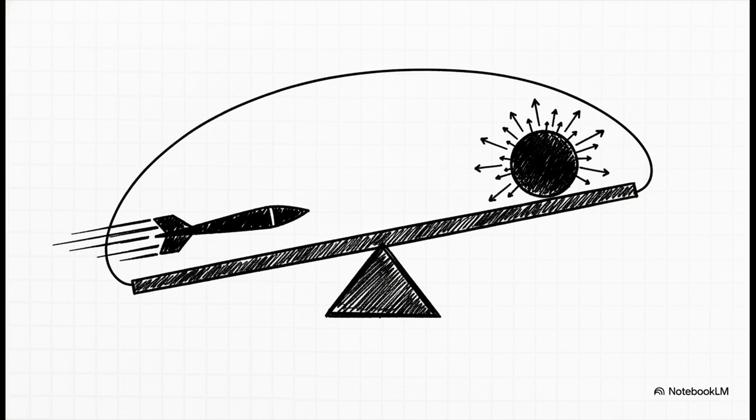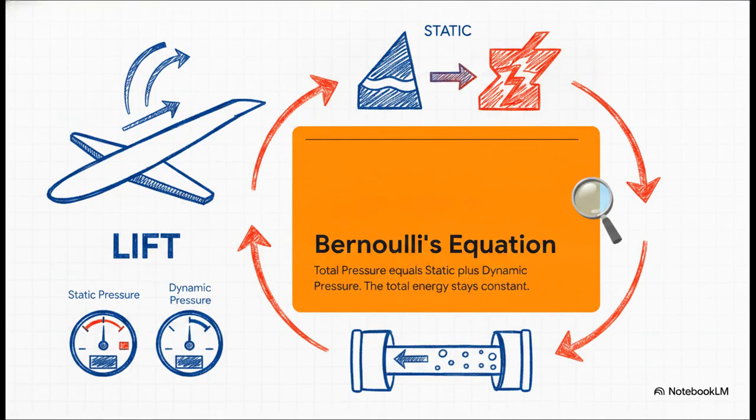If you decide to spend $8 on moving incredibly fast, you only have $2 left over to push outward. If you slow down and only spend $2 on speed, you suddenly have $8 to push outward. The fluid has a strict budget. This budget is formally known as Bernoulli's equation. It tells us that total pressure, also known as stagnation pressure, equals static pressure plus dynamic pressure.